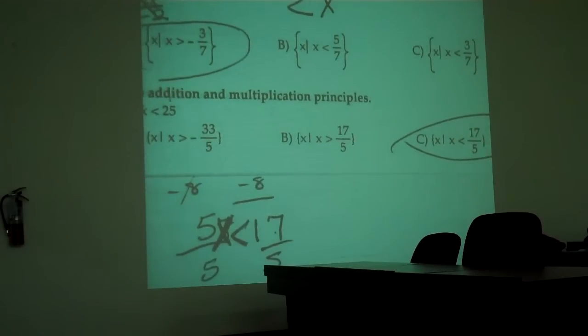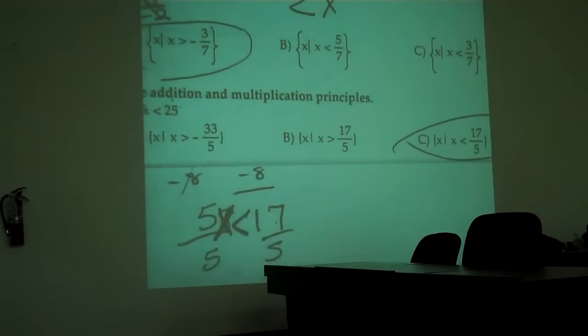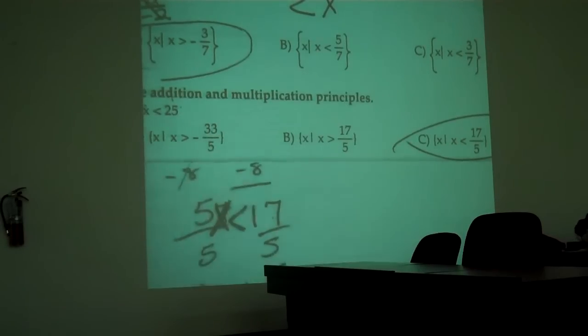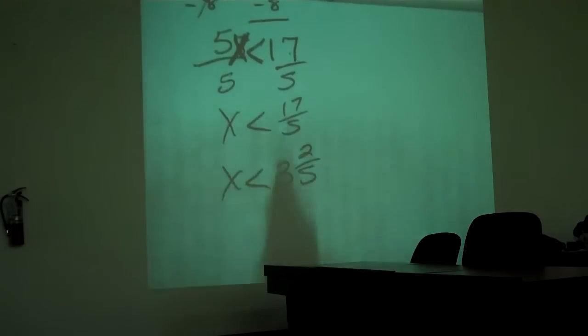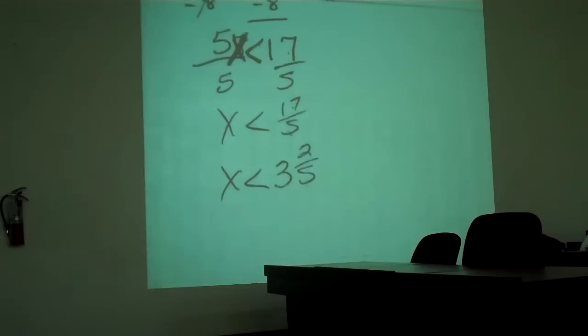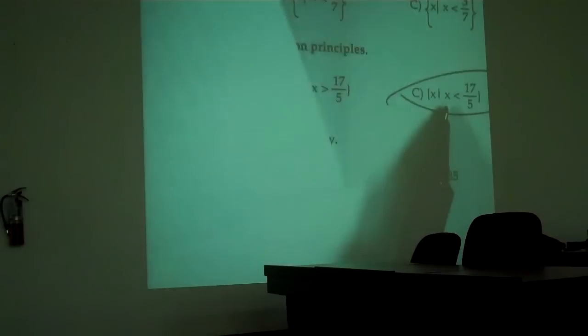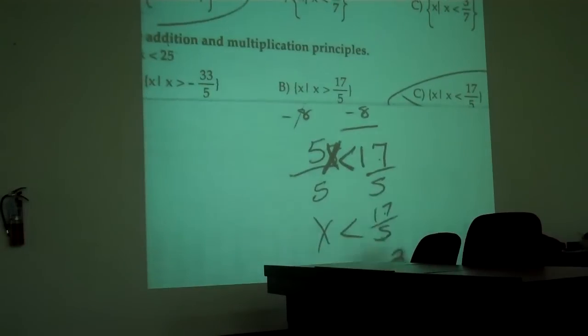Less than 17/5. And you would probably turn that into 3 2/5, right? 17/5, it goes 3 times is 15, and then 2 left over. If it doesn't have the multiple choice to choose from, then don't leave it improper.